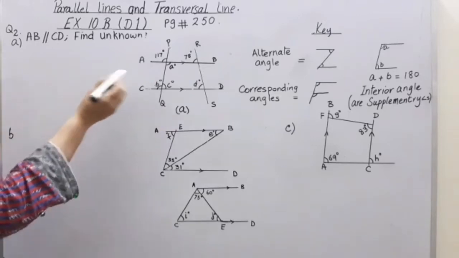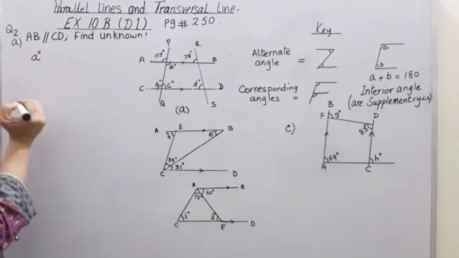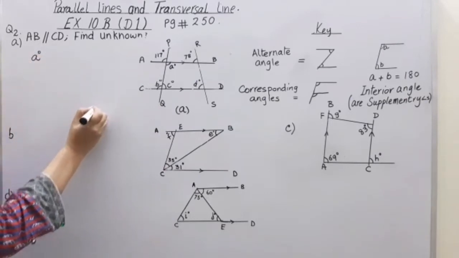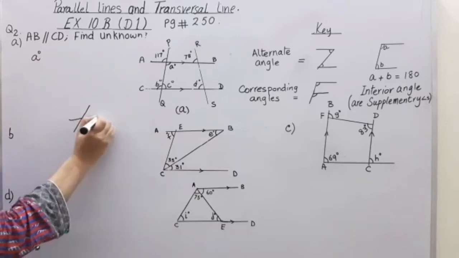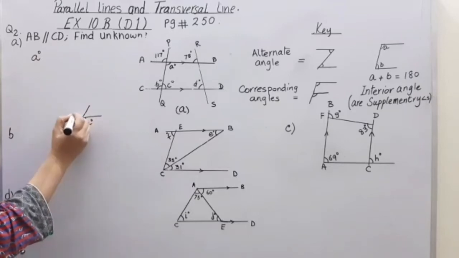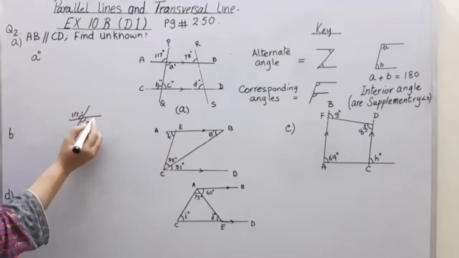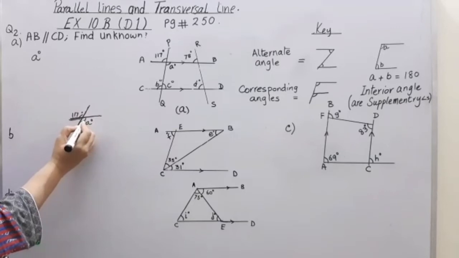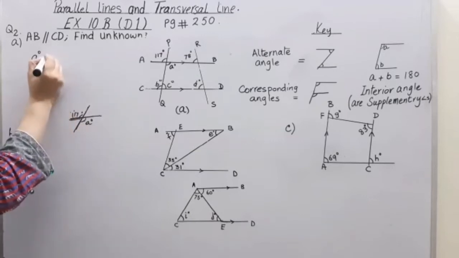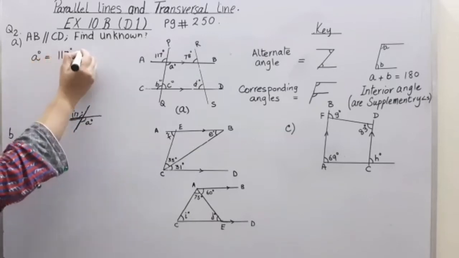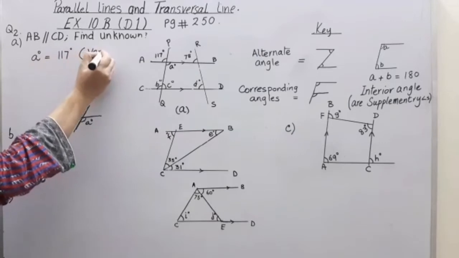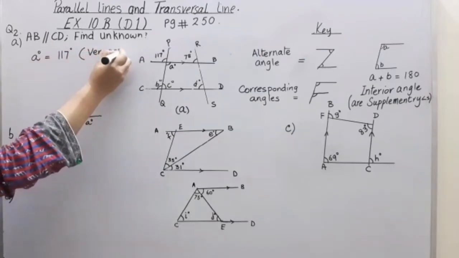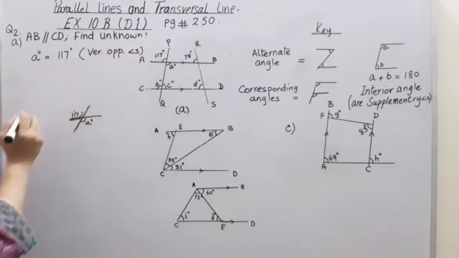Now first we find out A. How do we find out A? You see A is like this. Here is A and here is 117. What is this angle? There are two lines and these are intersecting lines and they are vertically opposite angles. So A is equal to 117 and we give the reason: vertically opposite angles. This is the abbreviation of these angles.